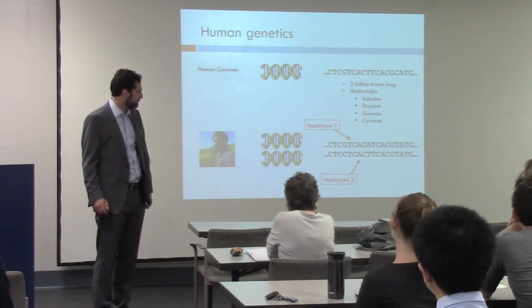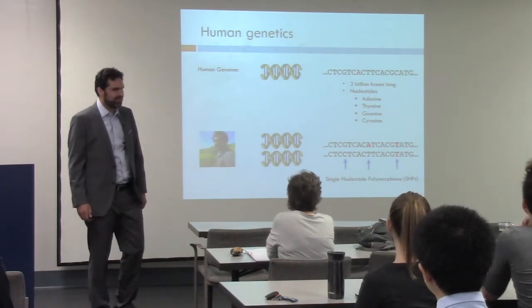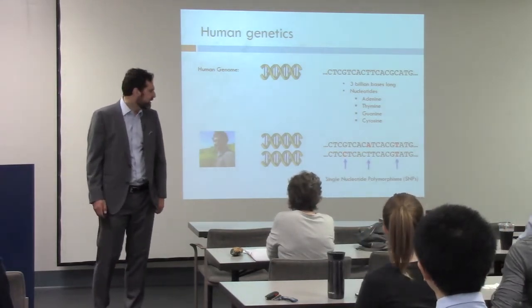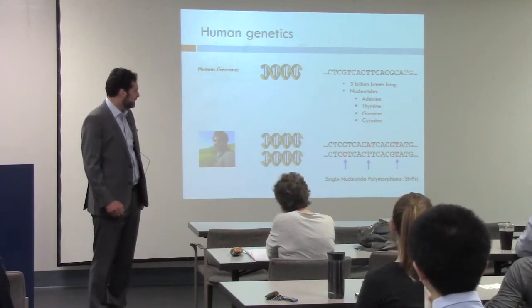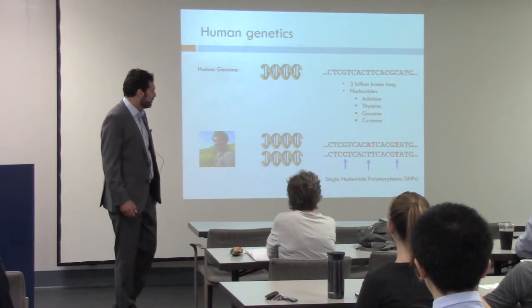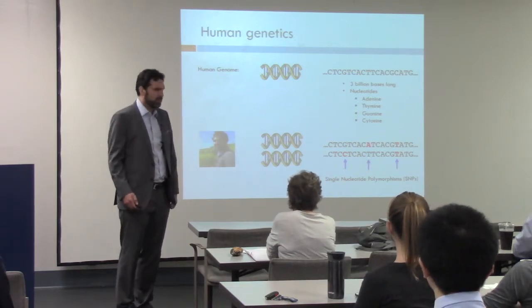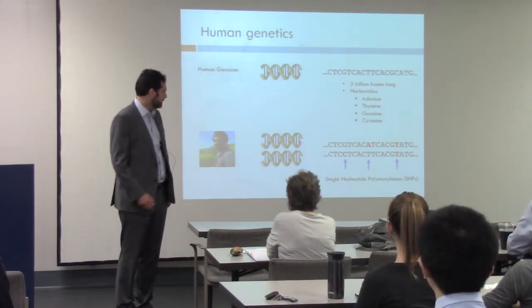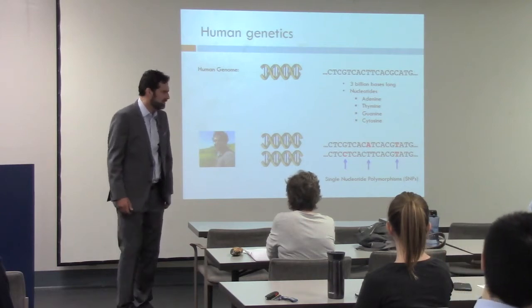If you look along our haplotypes, however, you'll notice that not every position in them is the same. There are a lot of locations which we call single nucleotide polymorphisms. These are locations where the genome can take 1 or 2 different alleles. For this first instance, there's a G allele and a C allele.